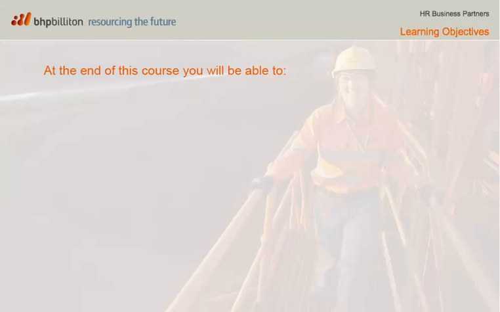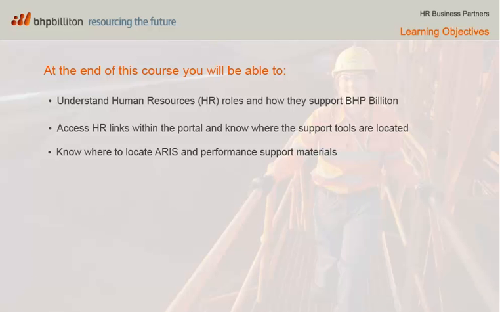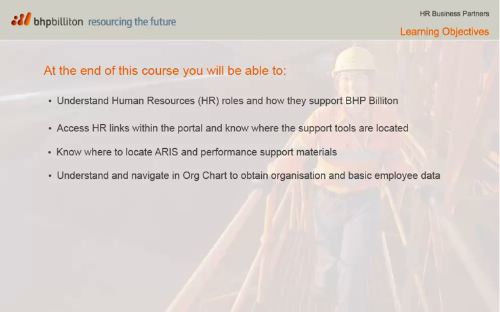At the end of this course you will be able to understand human resources, HR, roles and how they support BHP Billiton. Access HR links within the portal and know where the support tools are located. Know where to locate a process and the performance support materials. Understand and navigate in the org chart to obtain organization and basic employee data.